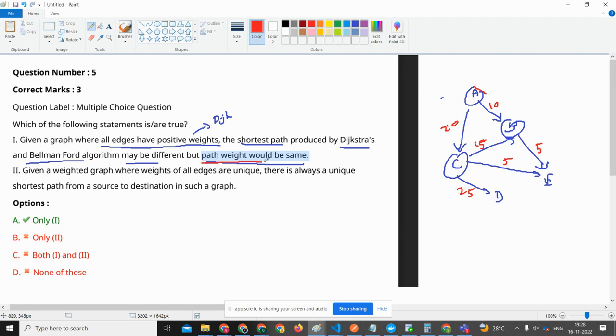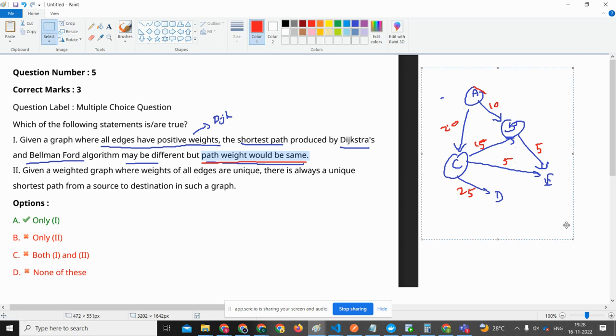Yeah, because they haven't said if there are unique paths, unique edges or not, right? So there can be many edges with the same weights, and Bellman-Ford might pick a different edge, and Dijkstra's will pick a different edge, right? Mhm. It's okay for me.